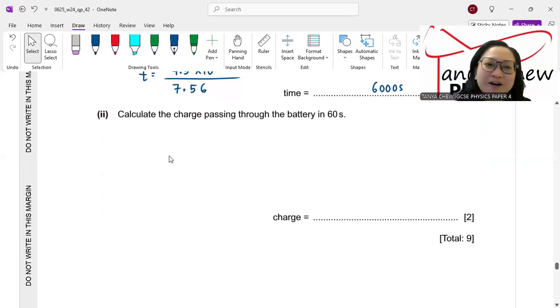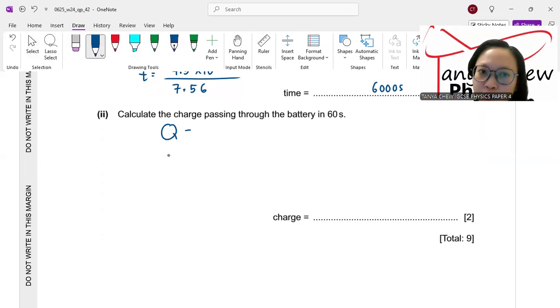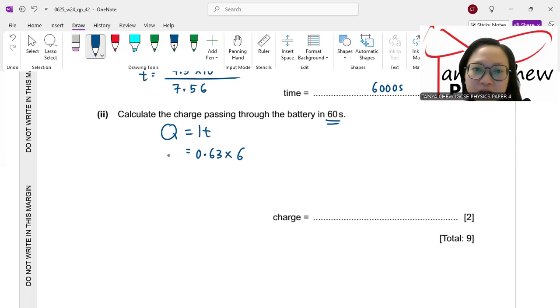And the second part, calculate the charge passing through the battery in 60 seconds. Remember how you kill it. Charge is the Q. So current is 0.63, time taken 60 seconds. Don't copy the time that you have calculated. So 60 seconds, which is equal to 37.8 coulomb. Coulomb is the unit of charge. Remember that.